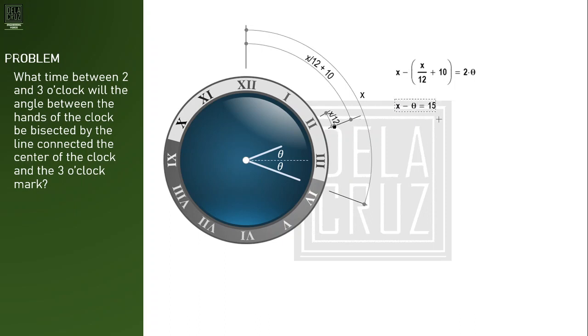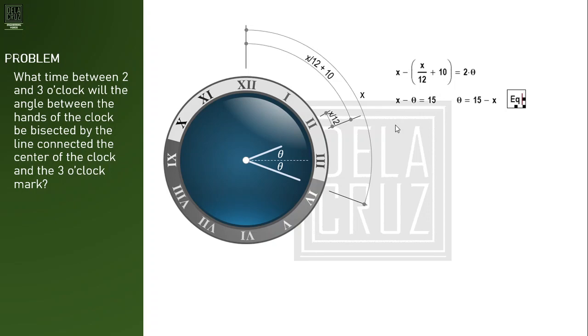Okay, so as you can see, we have two equations, no? But what we want here lang is the value of x, because that is our minutes after 2 o'clock, no? Yan yung ating indicator para makuha natin yung time, no? So basically we are in 2 o'clock but we don't know the minutes. So pwede natin i-express yung theta to x, no? So theta is equal to 15 minus x. Ayan. So substitute this one to equation 1.